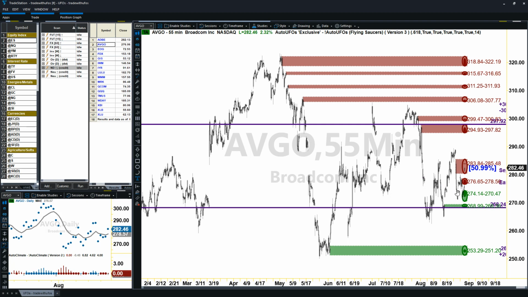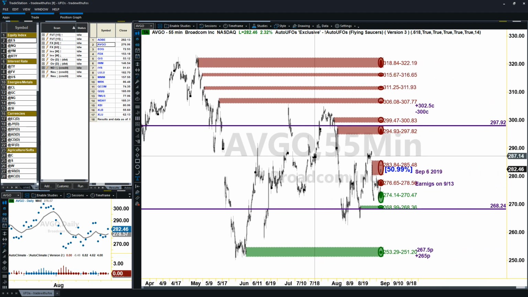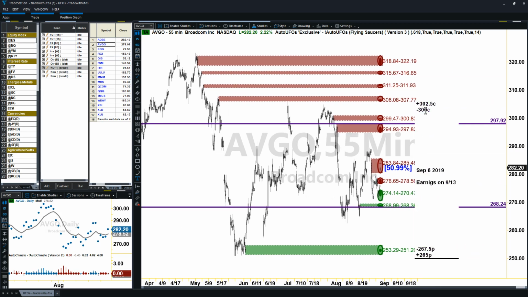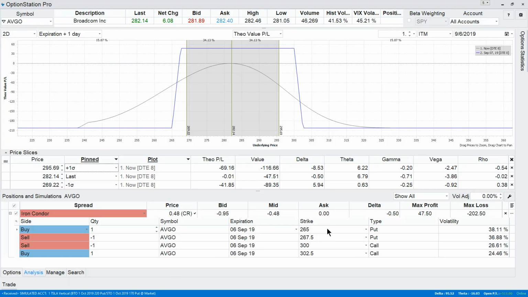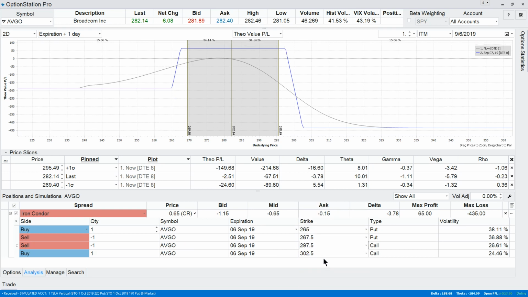Because again, I want to have 2 green UFOs to defend myself, and 2 red UFOs to defend myself. So I am exactly where I want to be. So I'm just going to change this to 297.5, 300, because in the end, we didn't need to go that high. If I do that, what happens from the point of view of the premium collected, the risk of the trade, etc.